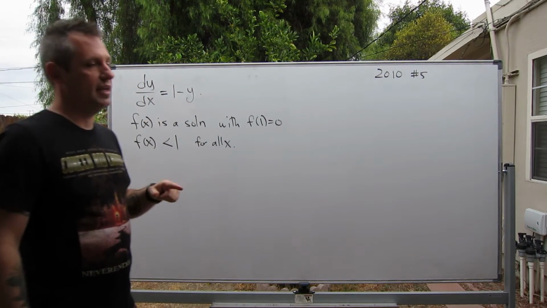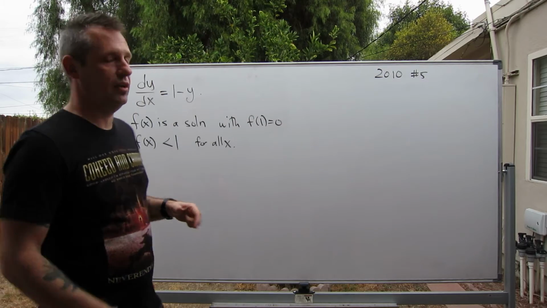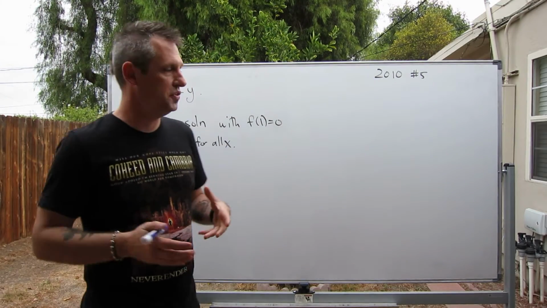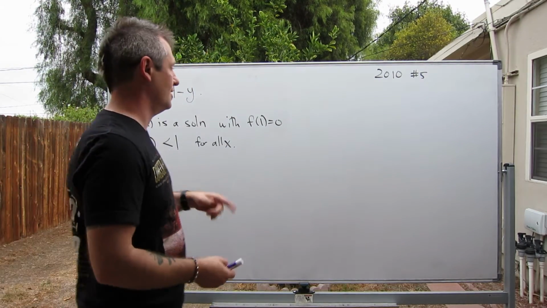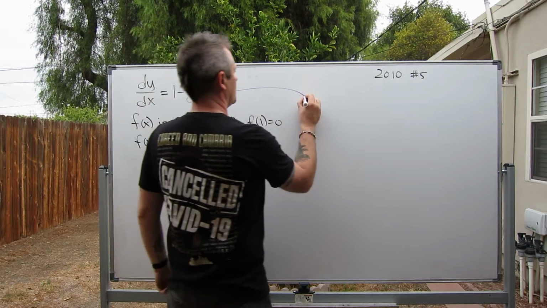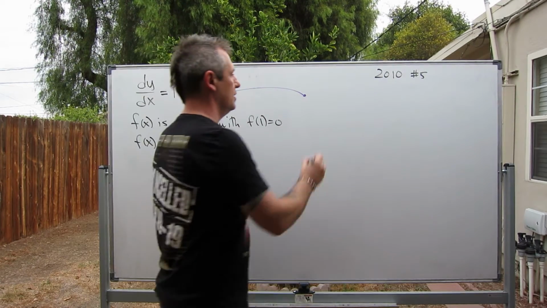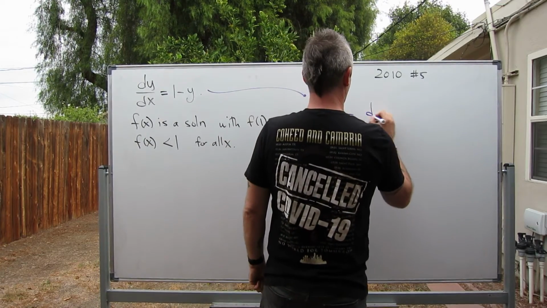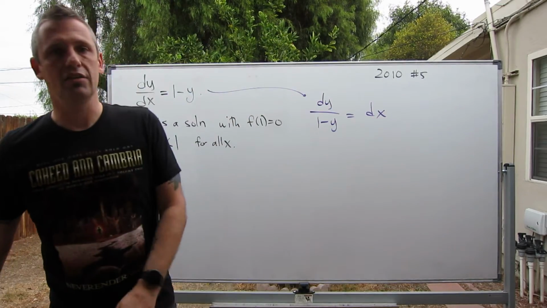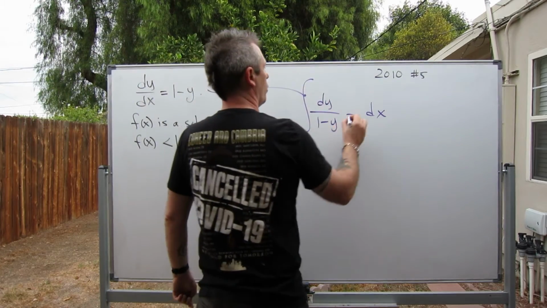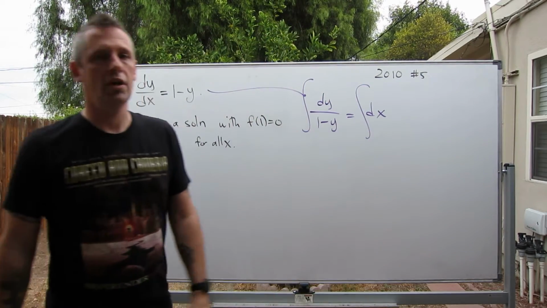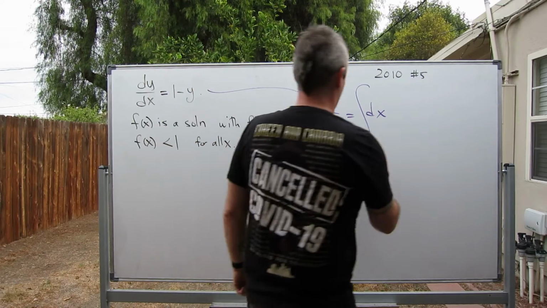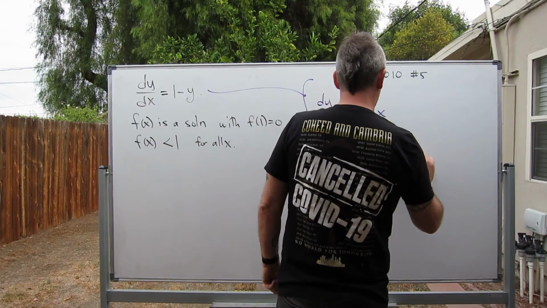The idea of a separable differential equation is to try to get all of the y's and the dy's on one side of the equation and the x's and the dx's on the other. This is very simple in this case because we simply have dy over 1 minus y equals dx. I then integrate with respect to the appropriate variable on each side of this equation. And on the right-hand side, I simply get x plus c.